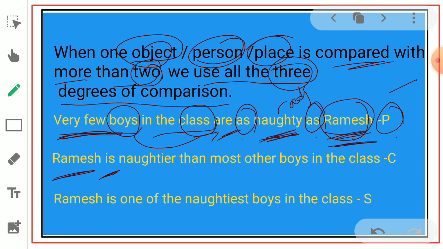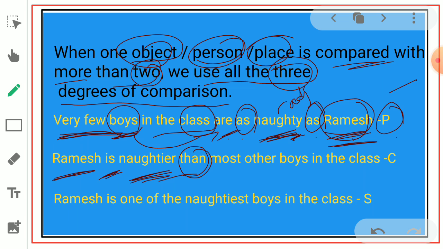Then for the helping verb, there is no need to change the tense form. Here the tense form is not changed. Here it is "are" because of plural form boys. But in the second sentence, Ramesh is singular, that's why "is". Here, the word naughty ends with y. In place of y, I have taken i then er, naughtier, because that is comparative form.